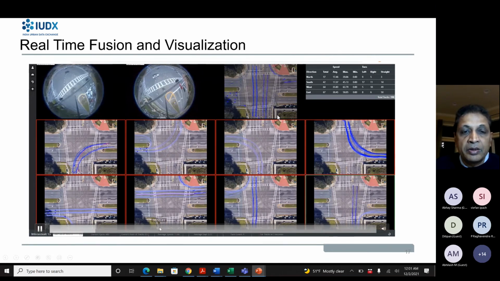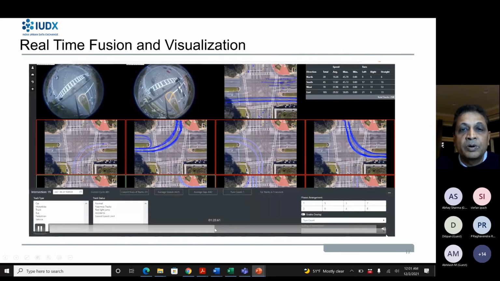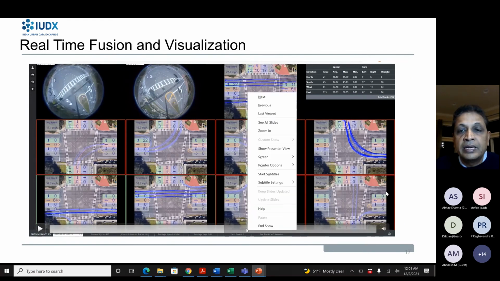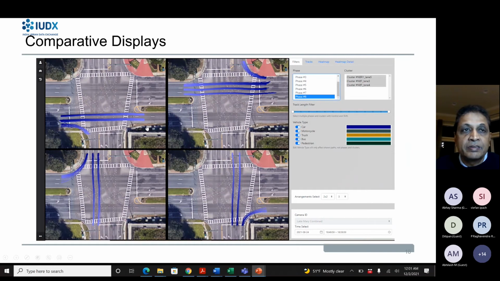You can then compute all kinds of aggregate statistics and display them on the dashboard itself. These are the turn movement counts for that particular intersection. You can get deeper statistics if you want from that, and then look at and see where the hotspots are in terms of near misses and things of that nature.